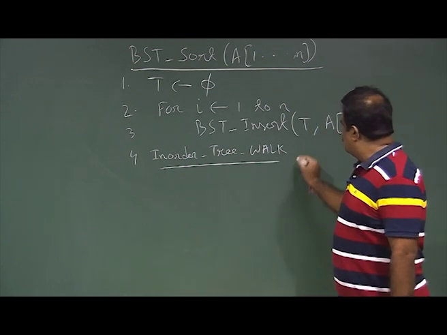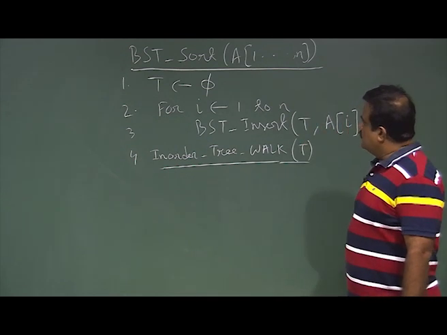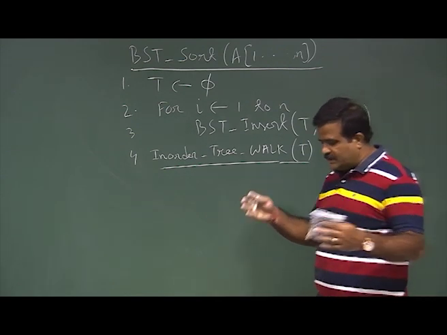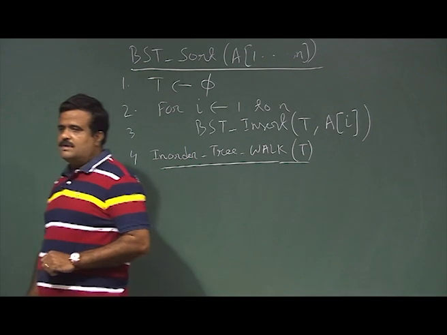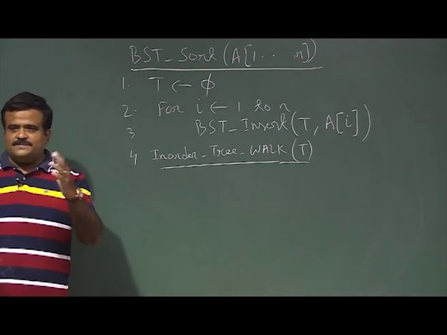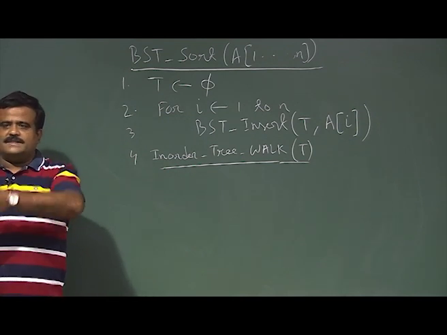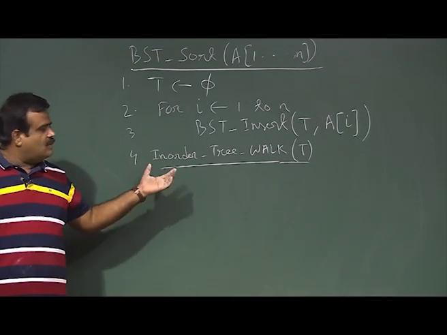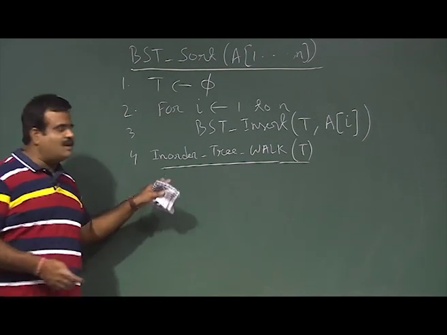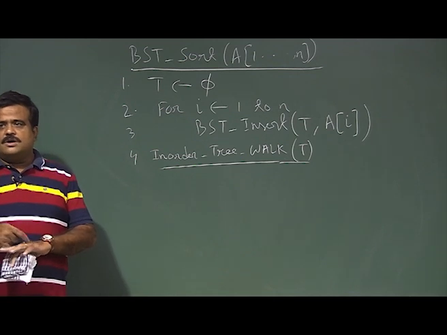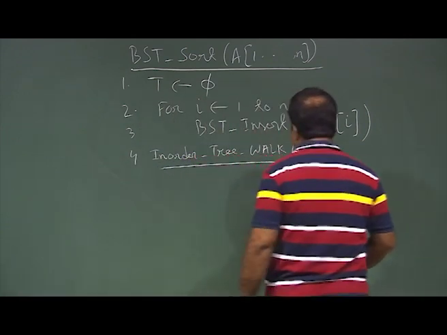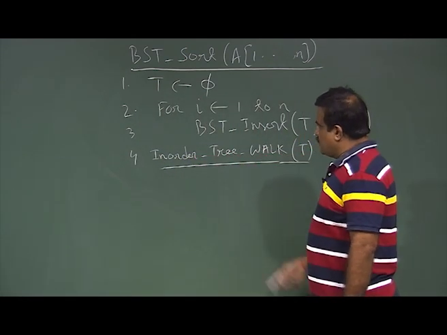In-order tree walk of this tree. In-order tree walk means we first print the left subtree, then the root, then the right subtree. This is basically the way to print a tree, or tree traversal. That way we visit all the elements of the tree. There are in-order, pre-order, and post-order traversals. If we do the in-order traversal, then we will get the sorted output.